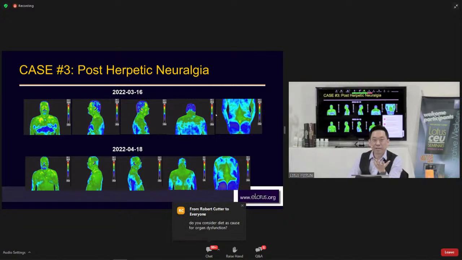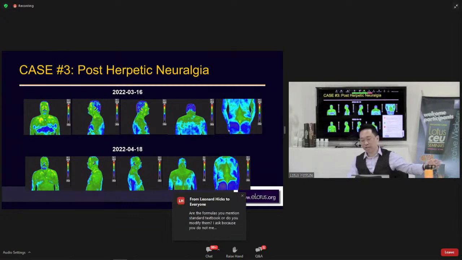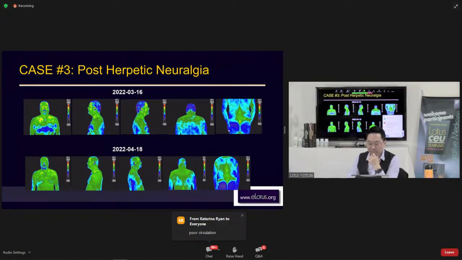What does cold mean? Who remembers what cold means? Type in the chat. What does cold mean? Let me make sure you're still awake. Constriction, yes. Poor circulation, yes. Constriction, yes. So no wonder he's not healing, right? His circulation is not good. He's freezing cold. So this was literally a month later.